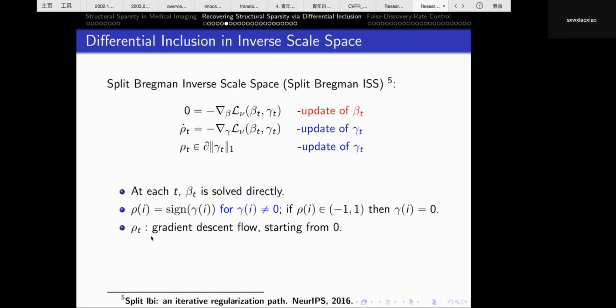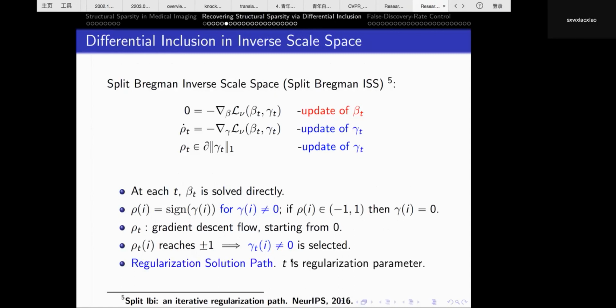As it iterates starting from 0, beta undergoes a gradient descent flow, and rho finally reaches 1 or -1, which implies gamma is selected. So the t here can be regarded as the regularization solution path, because as t increases, more and more variables will be selected to be non-zeros.